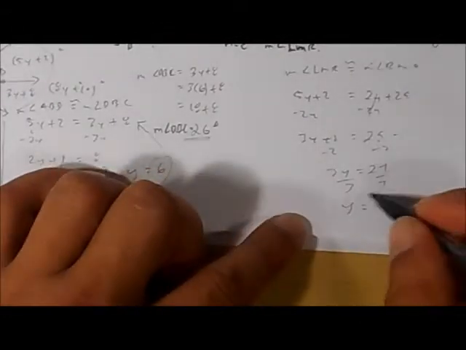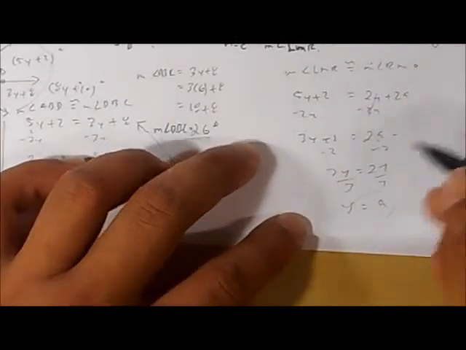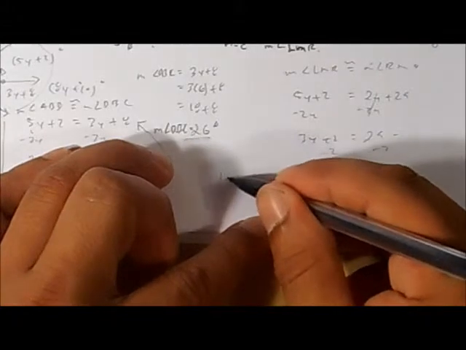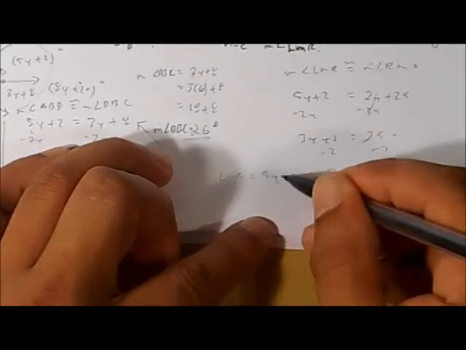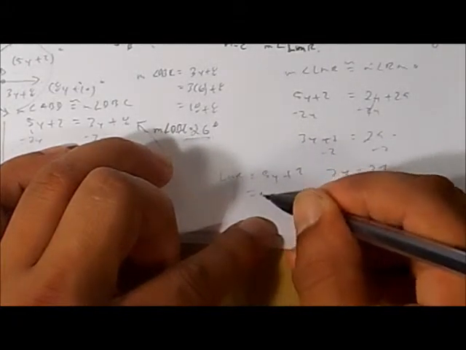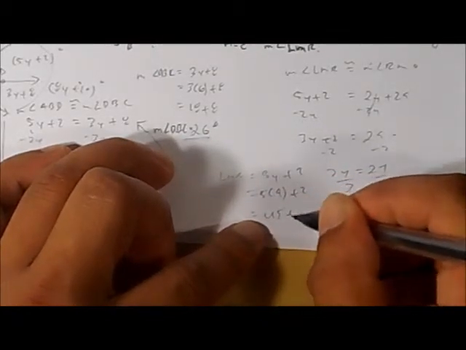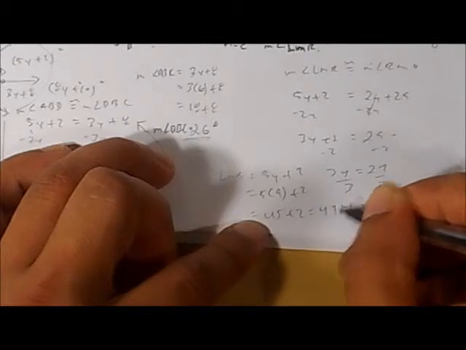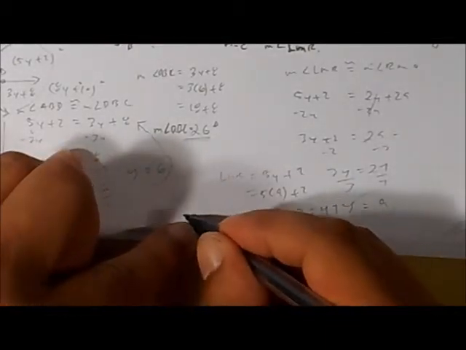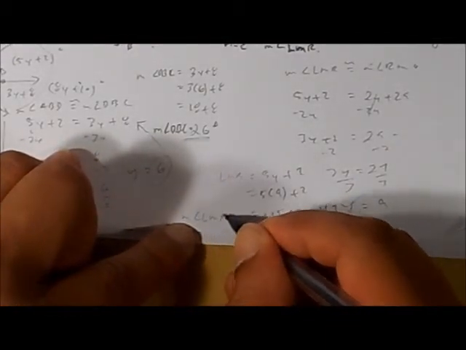So you go ahead and plug that back into LMR, which is 5y plus 2. So you get 5 times 9 plus 2, which is equal to 45 plus 2, which equals 47. Okay? So I know I went a little bit fast there. My time's running out on this one.